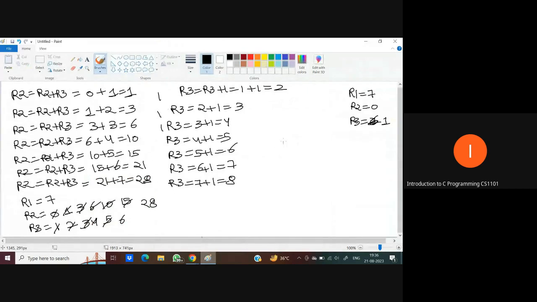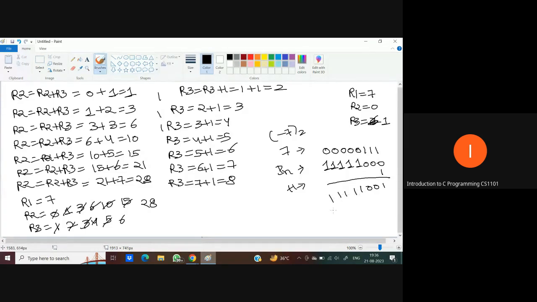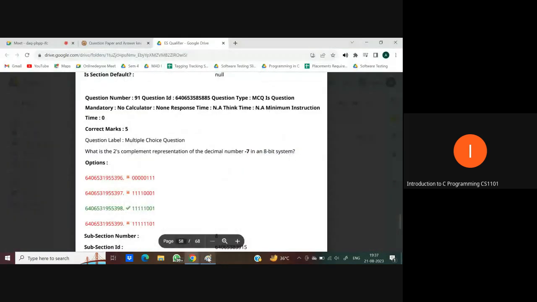So we have to find the representation for 7. What I will do is first find the binary representation for 7. What is it going to be? It is going to be 0, 0, 0, 0, 0, 1, 1, 1. If I invert all the bits here, they will become 1, 1, 1, 1, 1, 0, 0, 0. Then I have to add 1 to it. It will become 1, 1, 1, 1, 1, 0, 0, 1. So 5 times 1, 2 times 0, and again 1. I hope that is okay.